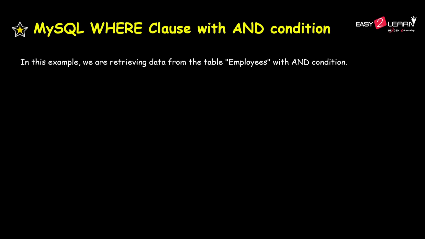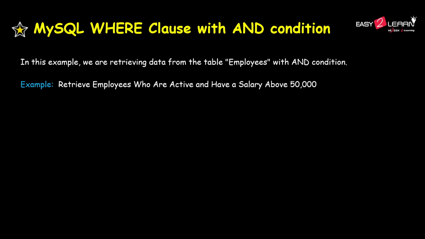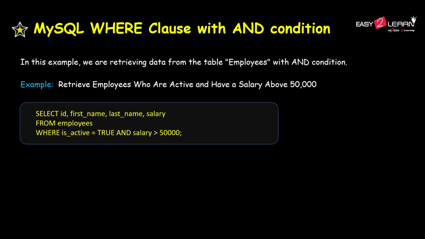In this where clause, I'm going to use the AND condition. What is the example here? We want to retrieve the employees who are active and have a salary above 50,000. That means the employee should be active and the salary should be above 50,000. So how can we write it? The condition is where is_active is true and the salary also should be above 50,000. Let me run this.